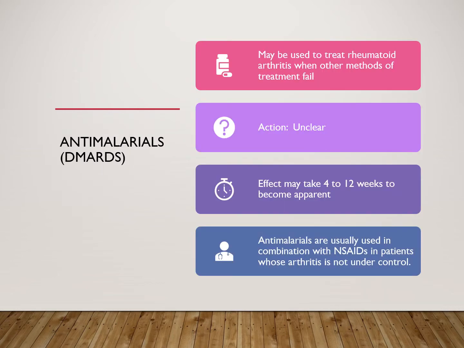Antimalarials. This is also a DMARD. May be used to treat rheumatoid arthritis when other methods of treatment fail. The action's really unclear. They don't know why. The effect may take 4 to 12 weeks to become really apparent. Antimalarials are usually used in combination with NSAIDs in patients whose arthritis is not under control.